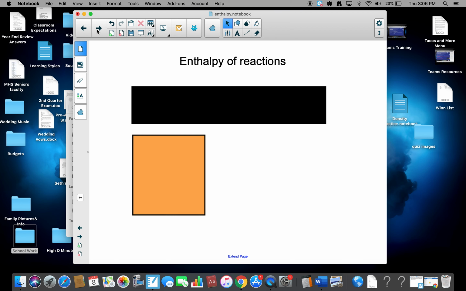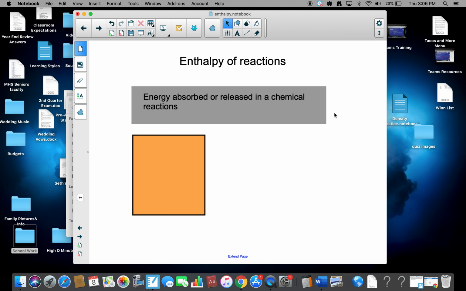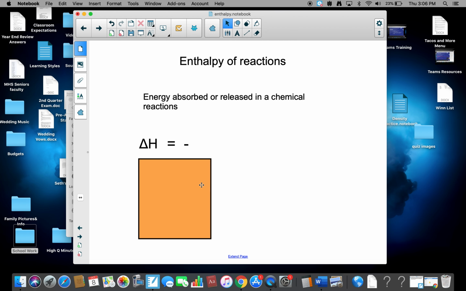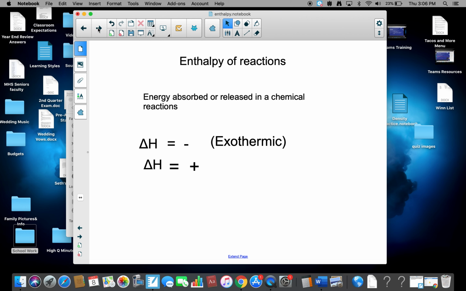Now, enthalpy of a reaction is the amount of energy released or absorbed in a chemical reaction. Now, we have two ways we can have this. Either the enthalpy, delta H or Q, is negative, or it's positive. If it's negative, the reaction is exothermic. If it's positive, the reaction is endothermic. And again, remember, exothermic energy is releasing, exiting out. It's getting hot. Endothermic is absorbing, entering in. It's getting cooler or requires energy to go.